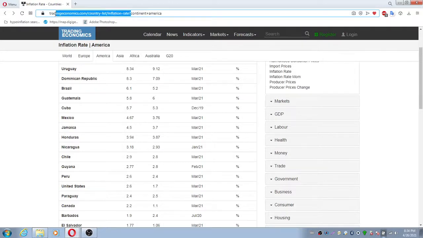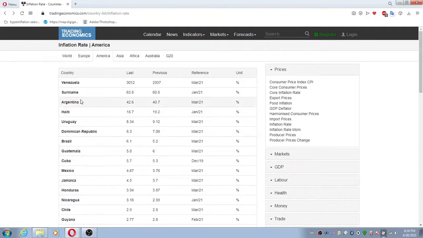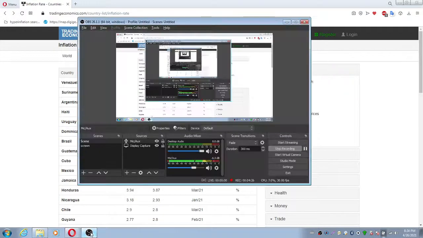and the list of inflation, and also to explain a little bit about what I'm seeing in the pages on each country.